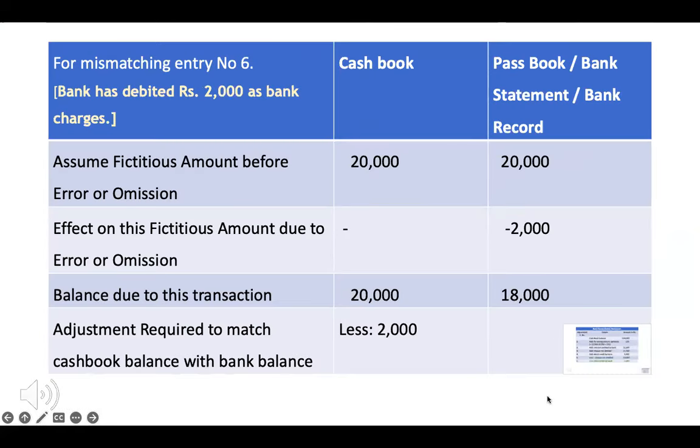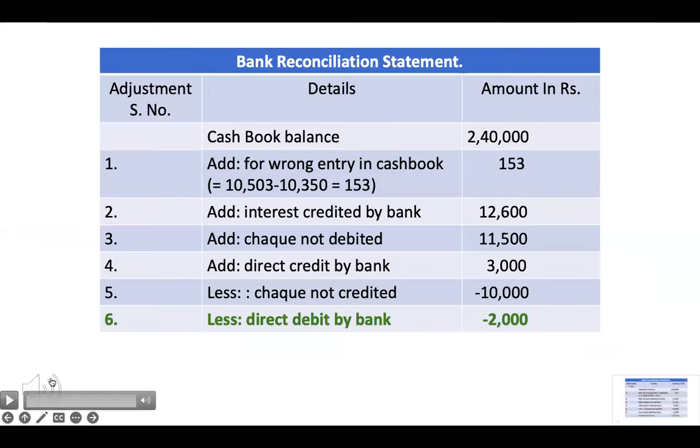The sixth and the last mismatching figure relates to the bank having directly debited rupees 2,000 as bank charges. As a result of this, the bank passbook balance reduced by rupees 2,000, whereas the cash book balance remained the same. So the adjustment entry will be that we will have to reduce the cash book balance by rupees 2,000. And for this, in the bank reconciliation statement, we will pass a negative entry of rupees 2,000.